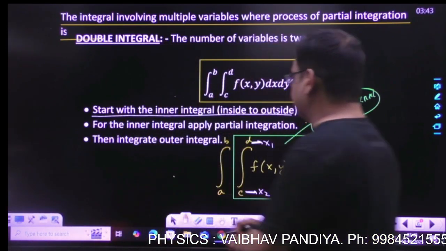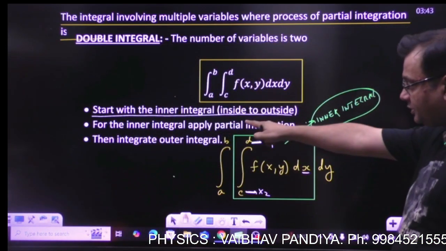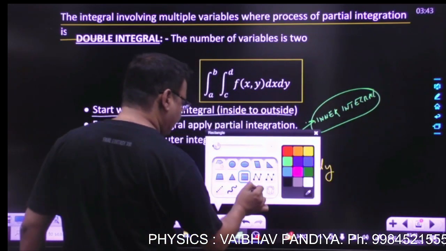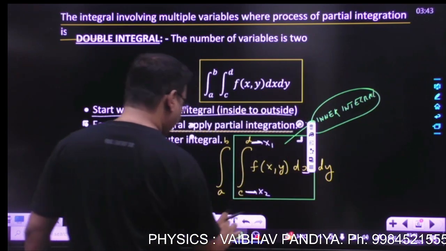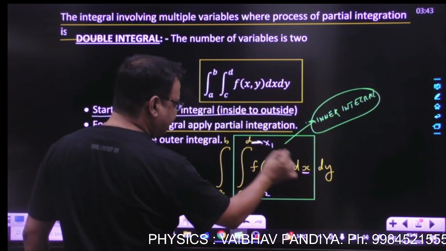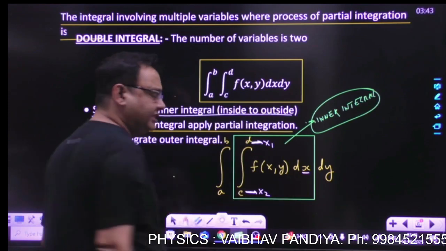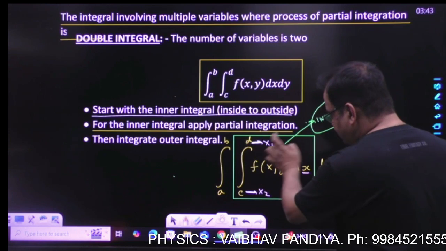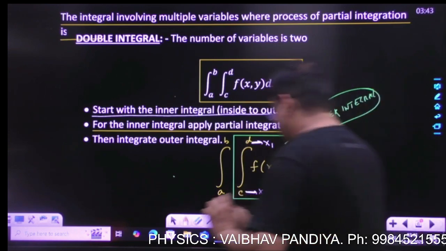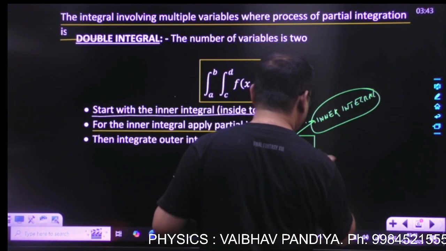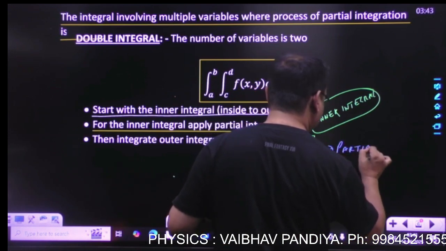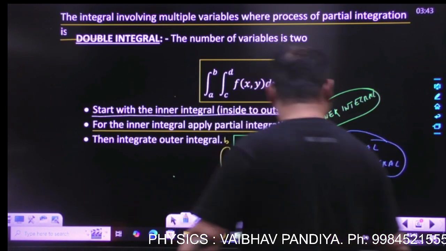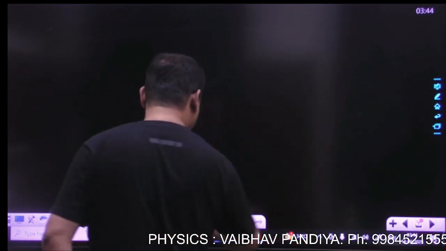Just start with the inner integral. We will go inside to outside. For the inner integral, apply the partial integration. Now what will you do? You will evaluate this integration using the process of partial integration, which we have learned now. What it means is you will integrate the integral inside the green box by using the principle of partial integration. Got it?